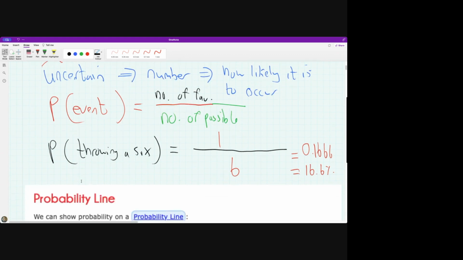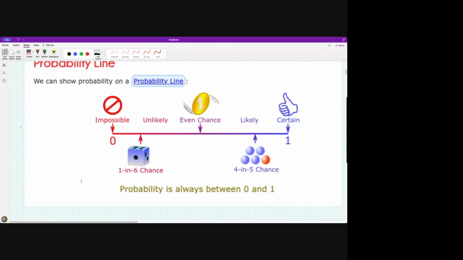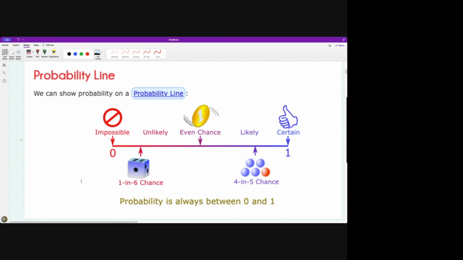So let us have a look at what's called the probability scale. Like I said, probability is about giving a number to an uncertain event. And this scale goes from 0 to 1. Now, if something has an even chance, or is equally likely to happen or not happen, we say it has a 50-50 chance, or a 50% chance. If we wrote this as a decimal, it would be 0.5. As a fraction, it would be 1/2.